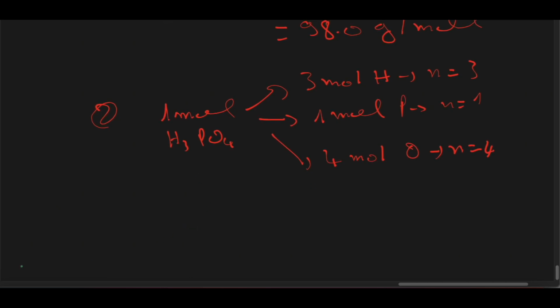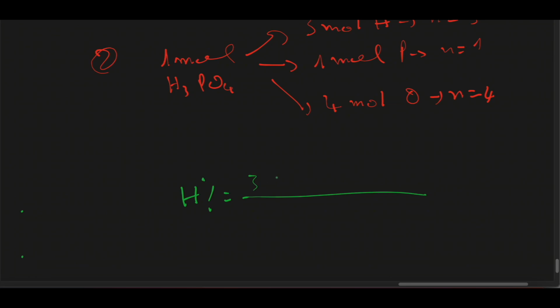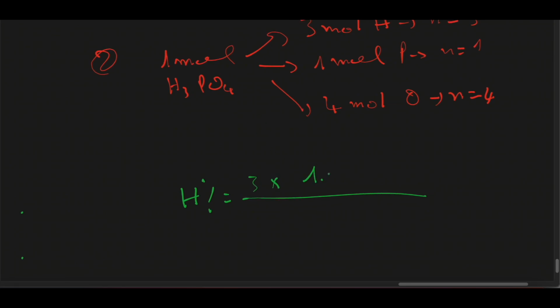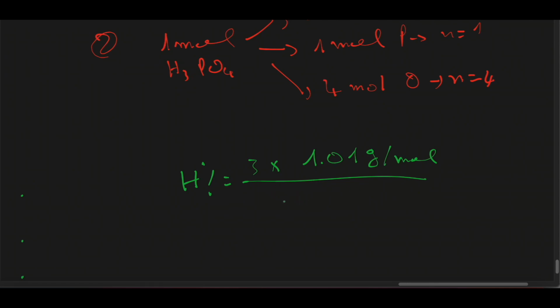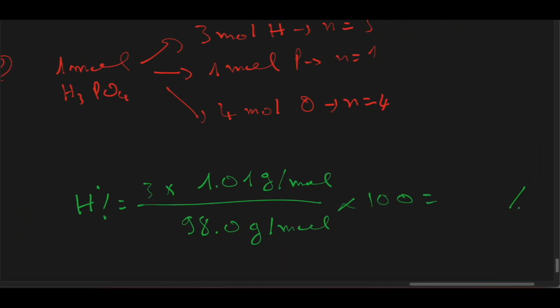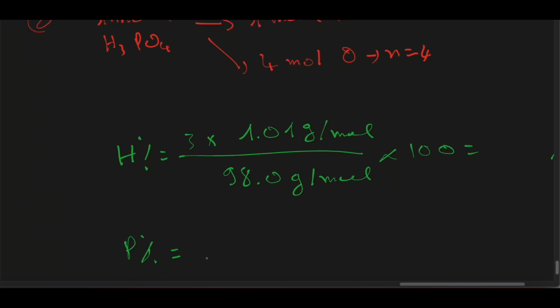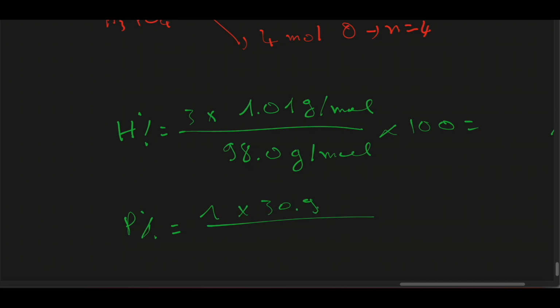We start with the hydrogen. We multiply n, which is 3, times the molar mass of hydrogen, which is 1.01 gram per mole, and on the bottom of this fraction we write the molar mass of the compound, which is 98.0 gram per mole. We multiply by 100 in order to get the percent. We do the same thing with the others. For the phosphorus, we multiply 1 times 30.95 gram per mole over 98.0 gram per mole times 100.